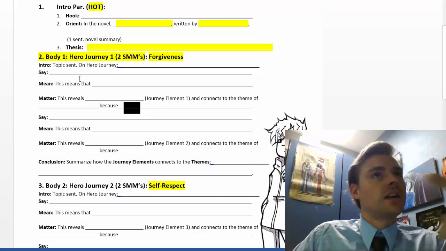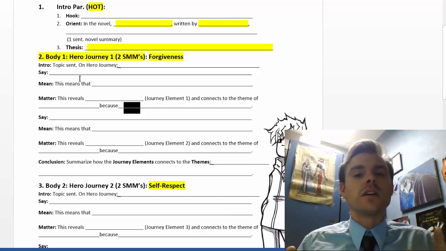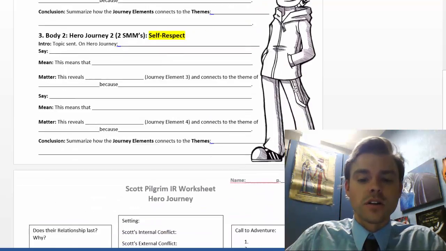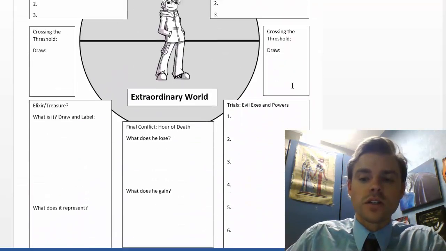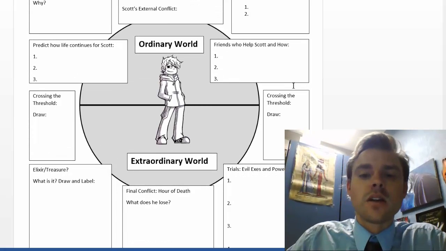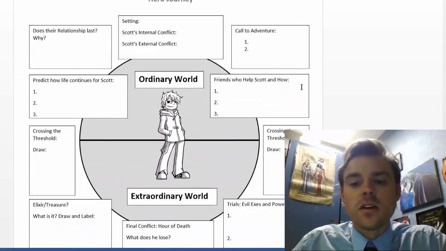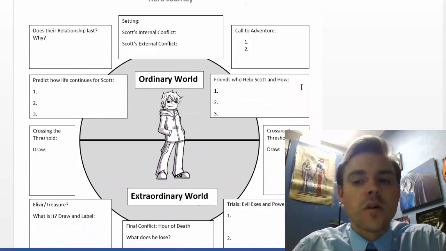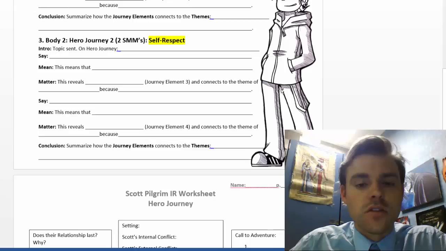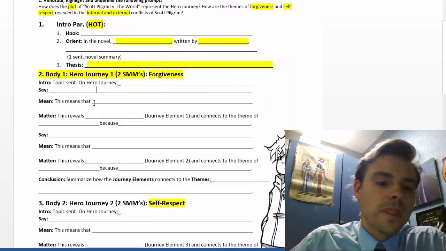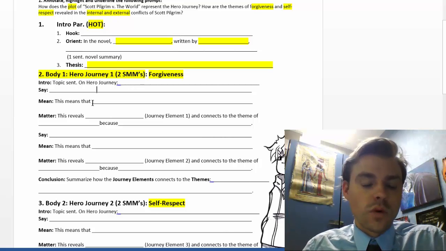The saying does not need to be a quote. All it needs to be is a detail that you remember from the back of the book or the back of the worksheet here. One of these boxes can represent your details. So friends and how the friends help him. How is he called to adventure? How does he cross the threshold, etc. These can become your details. This means that you just reword it in your own words.